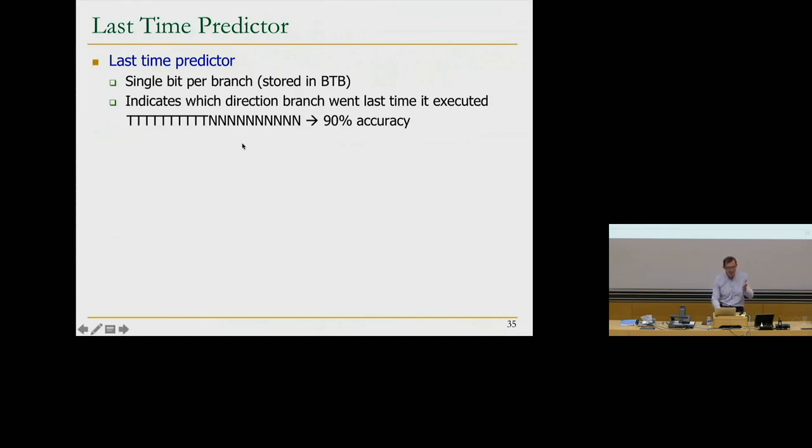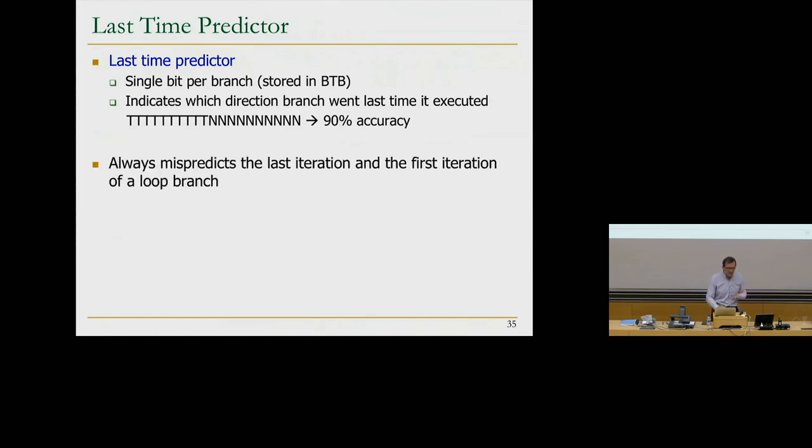So if you have this pattern repeating in a loop, you get 90% accuracy, because you mispredict at this taken to not taken switch, and you mispredict at this not taken to taken switch, assuming that this pattern repeats in a loop. So even in this pattern, you get 90% accuracy, which is great. But the downside is it always mispredicts the last iteration and the first iteration of a loop branch. Basically, you mispredict here and you mispredict here. So accuracy for a loop with n iterations is (n-2)/n.